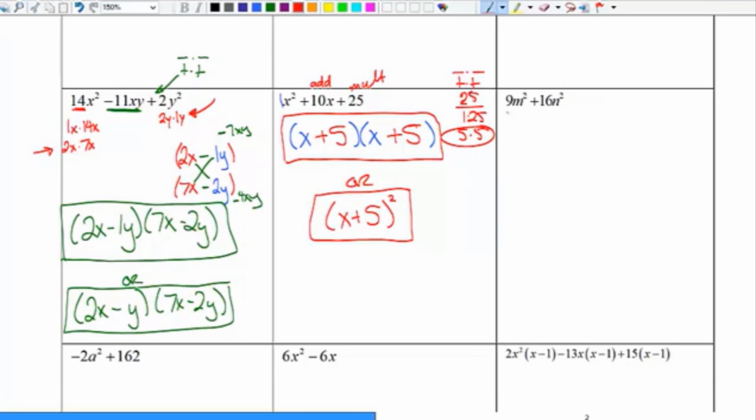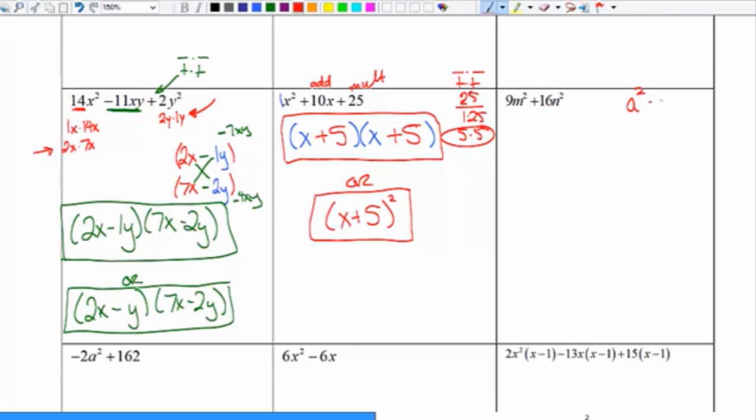On our next problem, 9m squared plus 16n squared. We have step 1, is there a GCF? And the answer there is no. Step 2, how many terms do you have? 2, 3, or 4? In this case, we have 2 terms. And so that means it has to fit a formula. If it doesn't fit a formula, you can't factor it. In this case, it looks like we have squares because there's a little 2 in the exponent, and also because 9 and 16 are perfect squares.